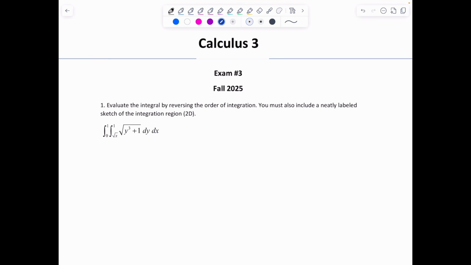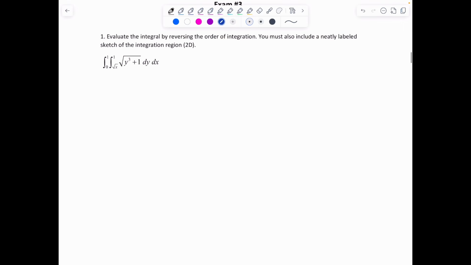Let's figure out what this region looks like that we're integrating over in the xy plane. So the outermost limit is x. Therefore, the limits that bound the region in the x direction go from 0 to 1. They match the outermost integral. And then the limits for y, see how that's next? They go from rad x to 1.